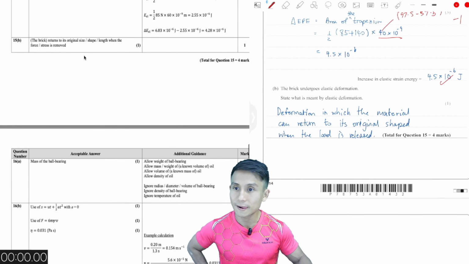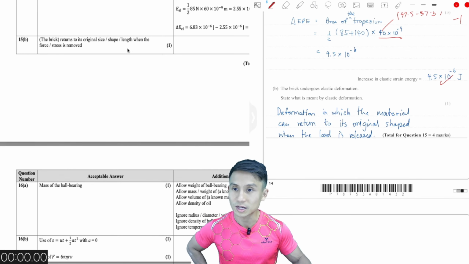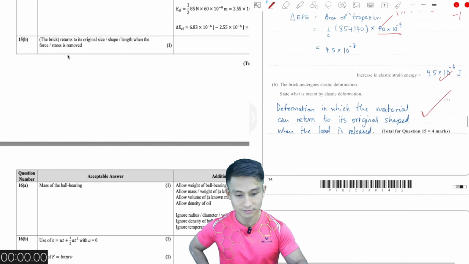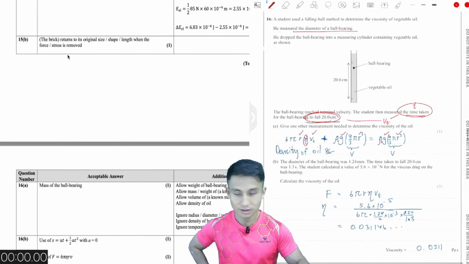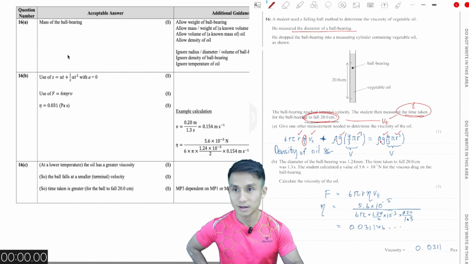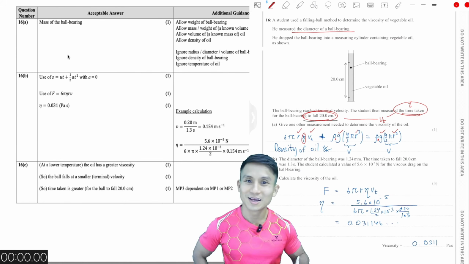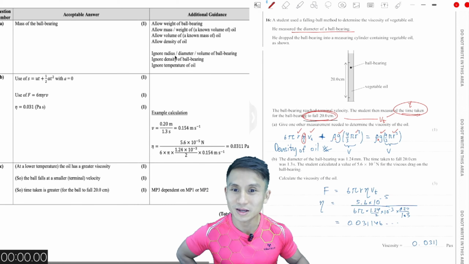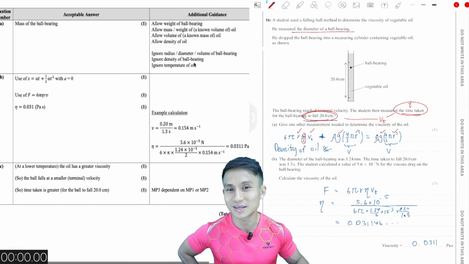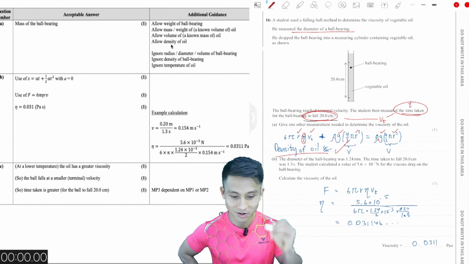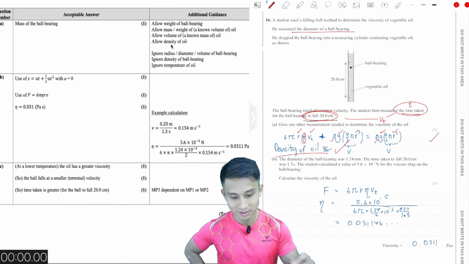Part B returns to original size when the force is removed. Yeah, that's right. Okay. Number 16, mass of the ball bearing. Allow weight of the ball bearing. Ignore density. Allow density of oil. Yes, got it. I got that one then.